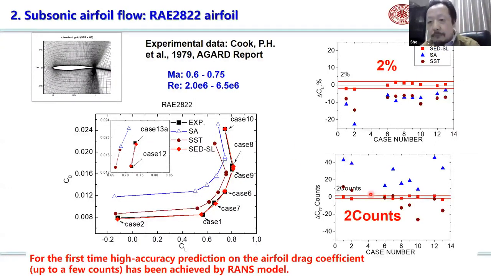Now, if you look at the left here, for the first time we have achieved agreement with a drag coefficient of the order of 2 counts. The notion of a count: one count is 10 to the minus 4. This is the absolute measure of the drag. 2 counts is the order of the experimental error. So we have reached this experimental error limit.